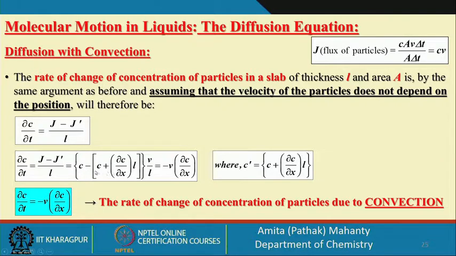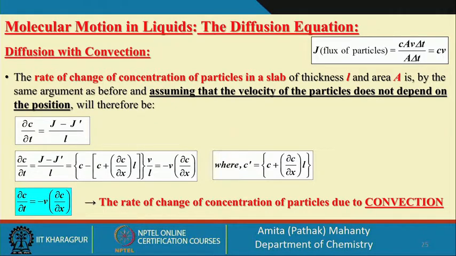You can open this up, so this becomes minus C and this becomes minus dC by dx into L. If you open up, the minus signs cancel, you have minus dC by dx into L, and the whole thing you have taken common is V by L. So this L and this L are going to get cancelled. What you are left with is minus velocity into the change in concentration with x. So now we have generated a new equation, the diffusion equation with convection as the only contribution.